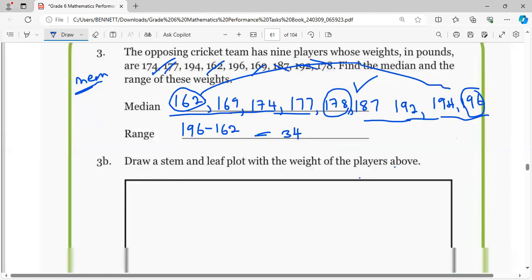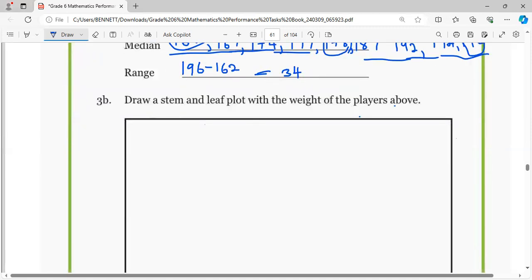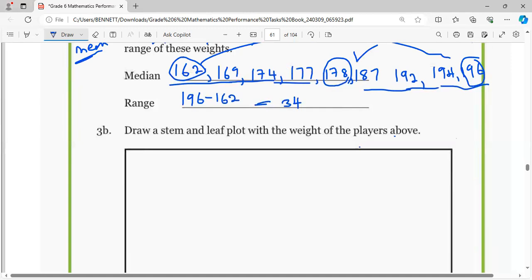Alright guys, because time is going, draw a stem and leaf plot with the weights of the players above. So how would we draw this stem and leaf? Sir, we would have the stem and the leaf. It's like a T, but the straight line is a little bit higher. You put the numbers in tens under the stem.